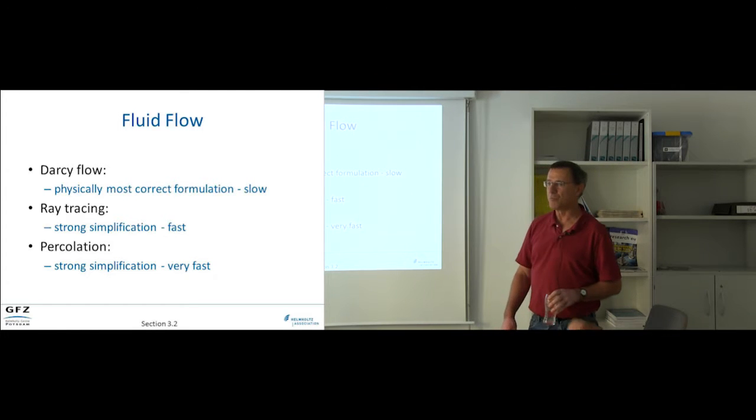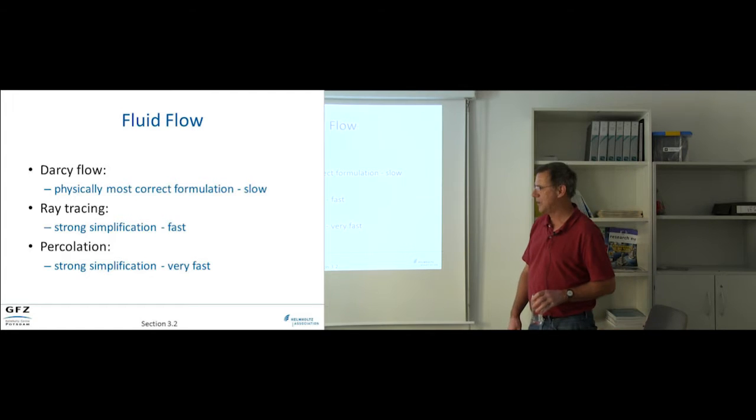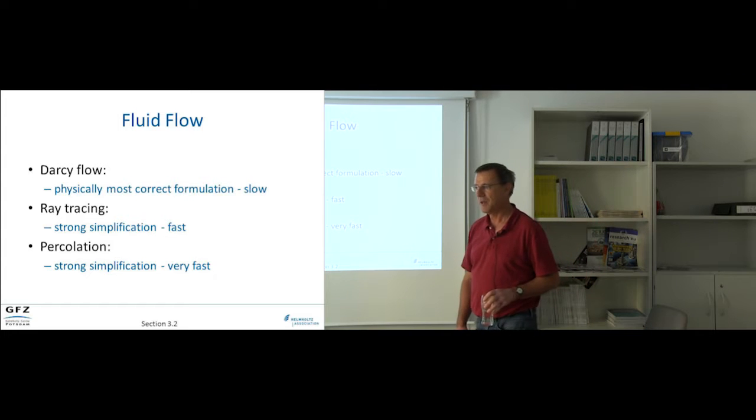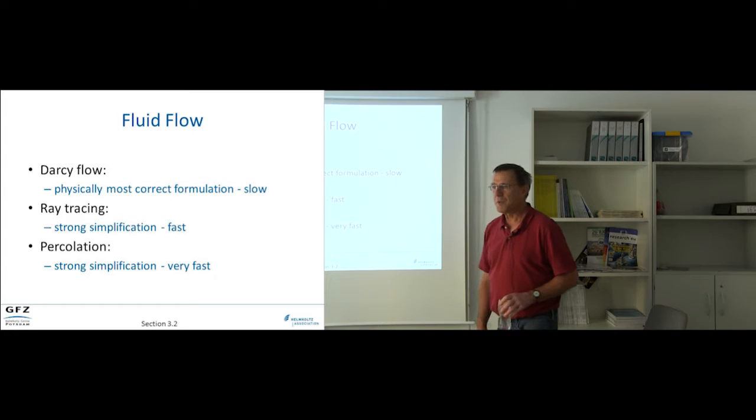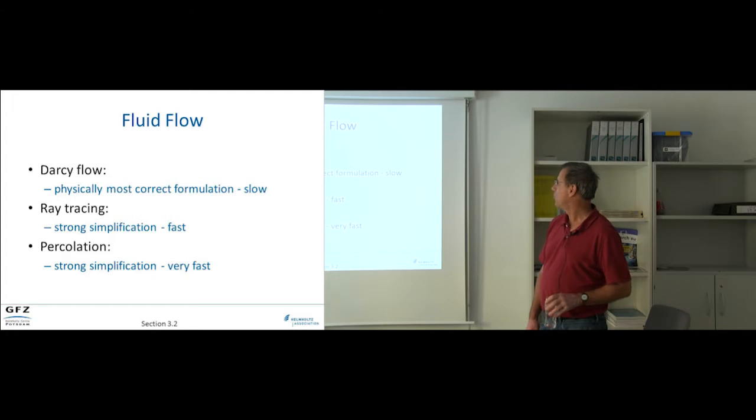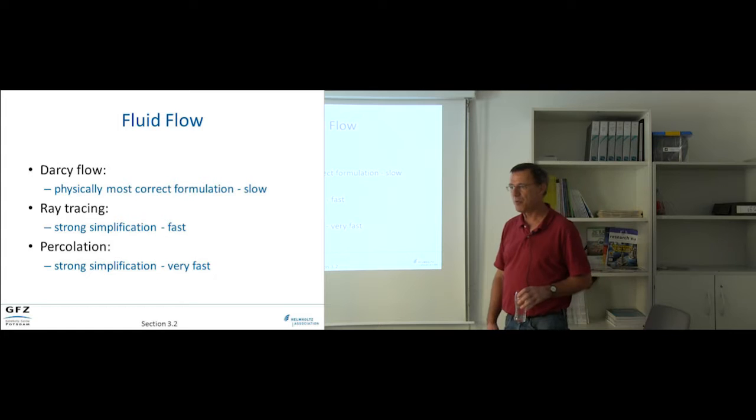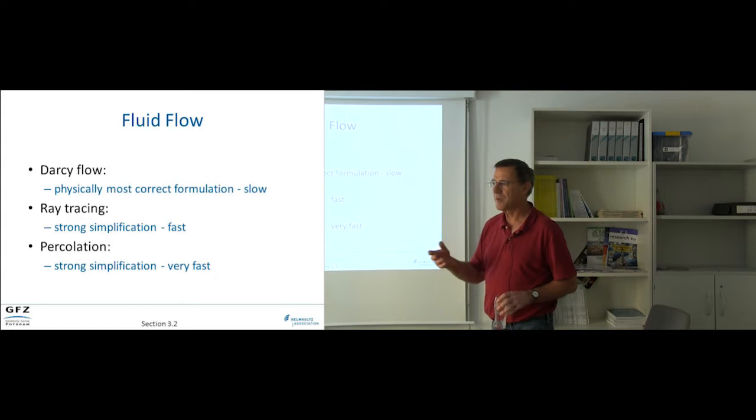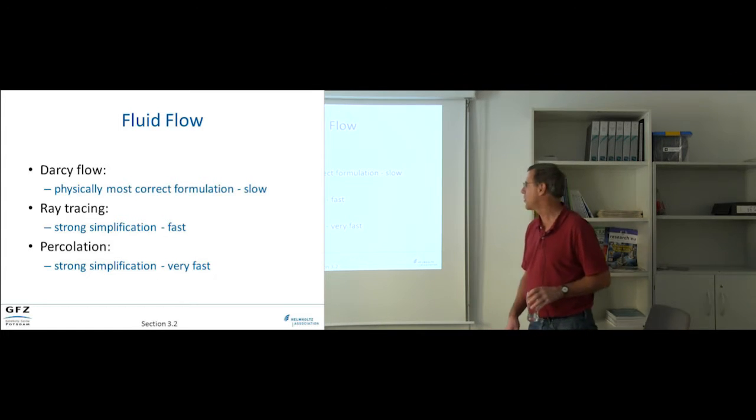A few more terms which come up quite frequently. There are different methods to calculate flow. The nicest one, or physically most correct one, is Darcy flow because it has a physical formulation behind it. But it is quite time consuming to calculate, so it's slow. Ray tracing is a very simple, strong simplification for basically 2D flow on a surface. It's very quick and used for highly permeable layers where they assume that viscosity is not a relevant parameter.